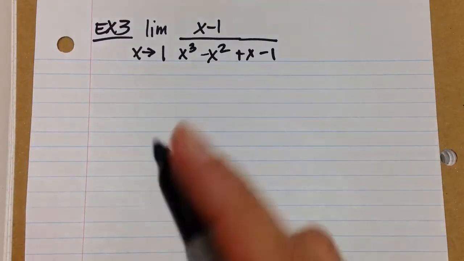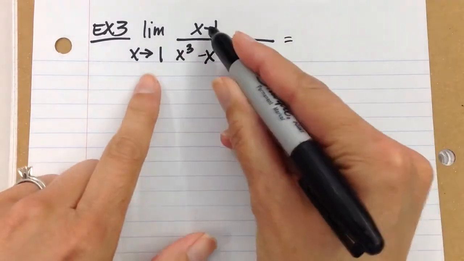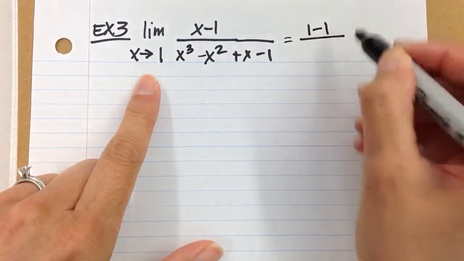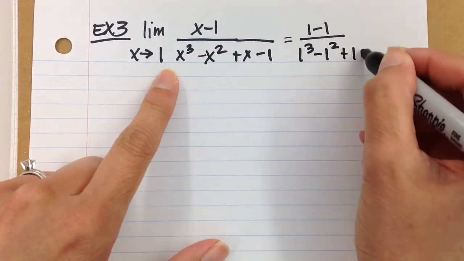First thing we should always do is plug in the number to see what we get. See if direct substitution works, right? So I'm going to plug in 1 into here. 1 minus 1 over 1 cubed minus 1 squared plus 1 minus 1.